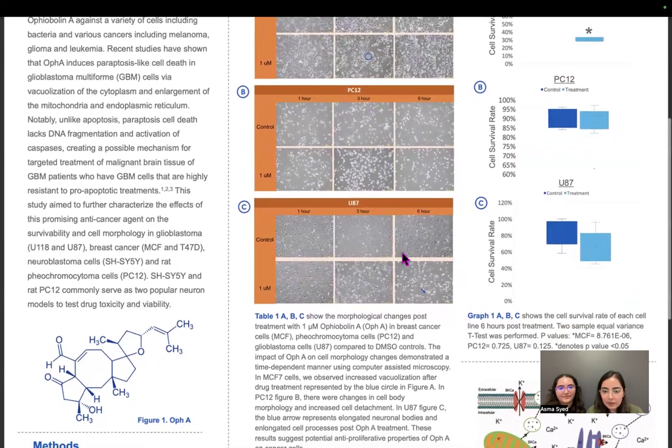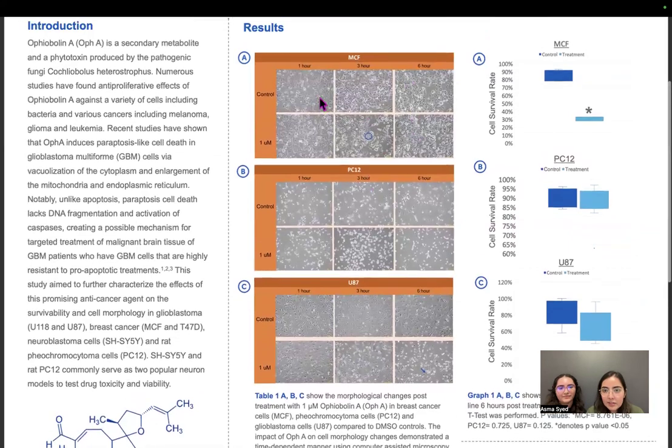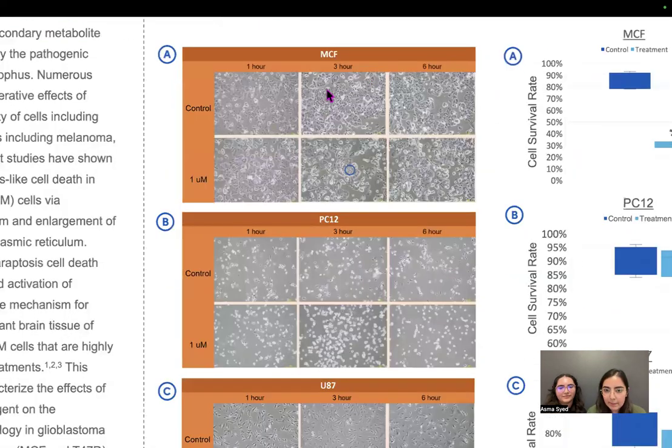So what we found in our research was that after the application of our OPH-A in our MCF cell line, let me zoom in so you all can see a little bit better.